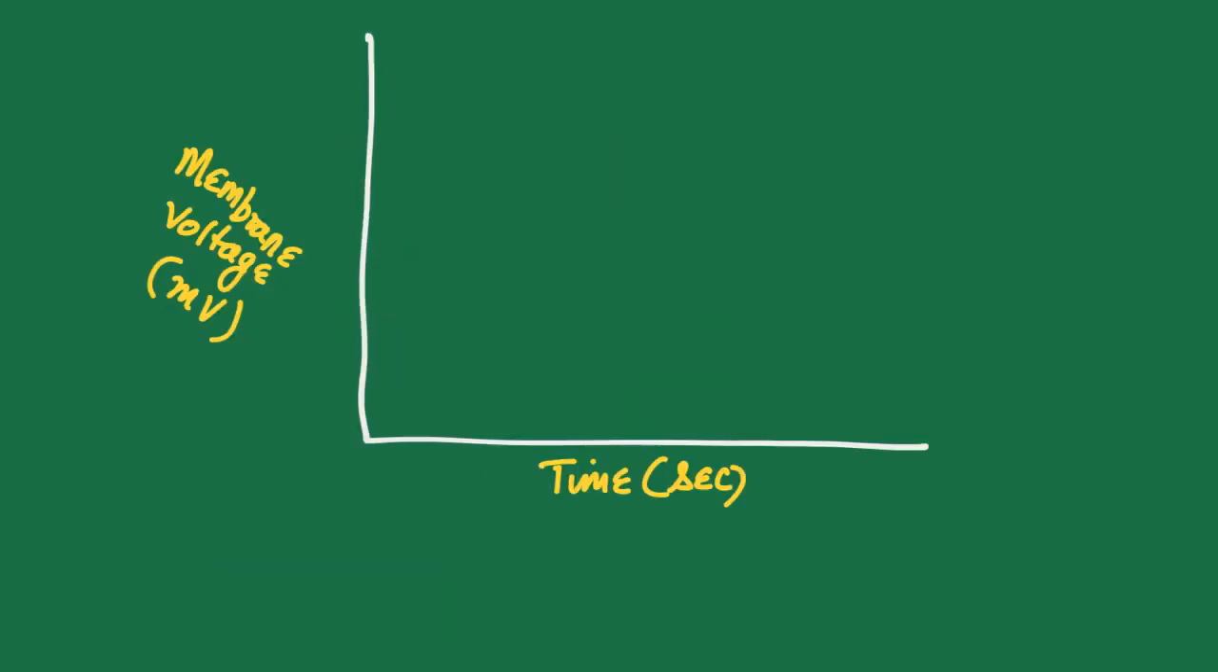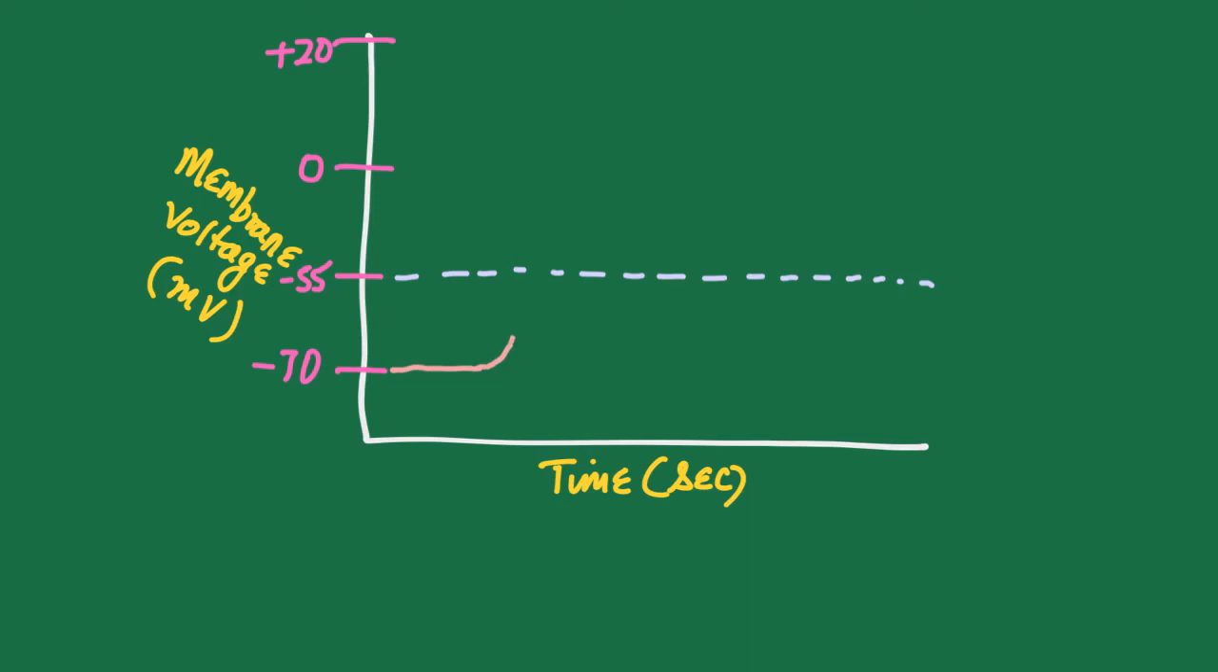Let's review an action potential in a neuron. We have minus 70 millivolts, minus 55 millivolts, 0 millivolts, and plus 20 millivolts on the y-axis. Minus 55 millivolts is what we call the threshold voltage, the minimum voltage needed to start an action potential. Minus 70 millivolts is the resting membrane potential when the neuron is at rest.